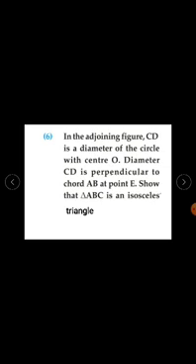Now, question number 6. In the adjoining figure, CD is the diameter of the circle with center O. Diameter CD is perpendicular to chord AB at point E. Show that triangle ABC is an isosceles triangle.